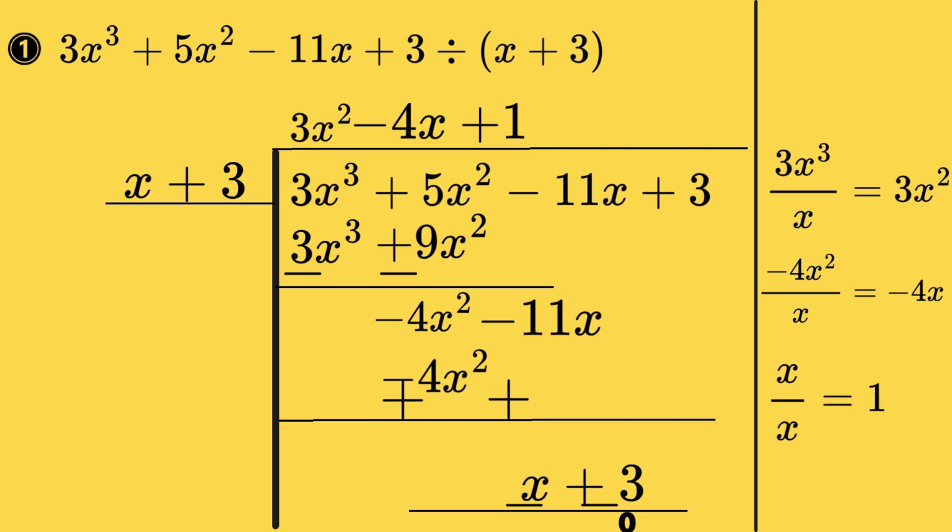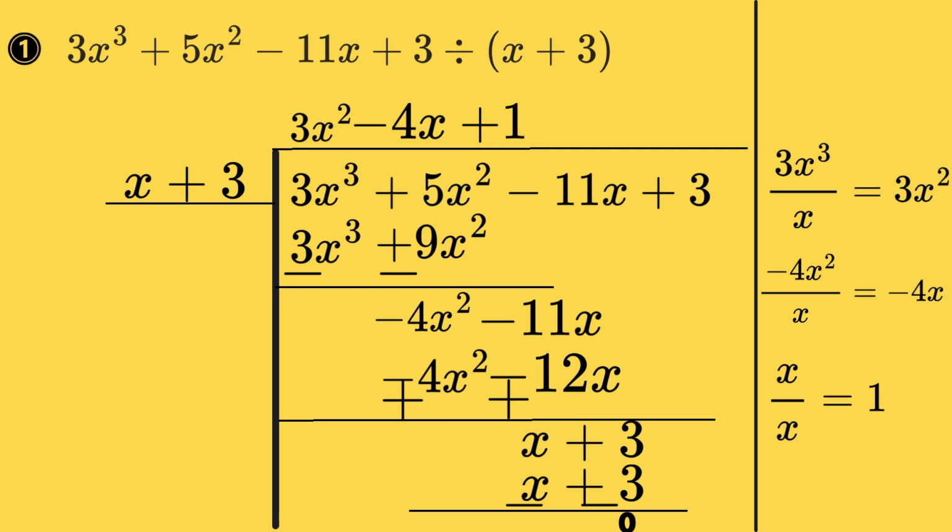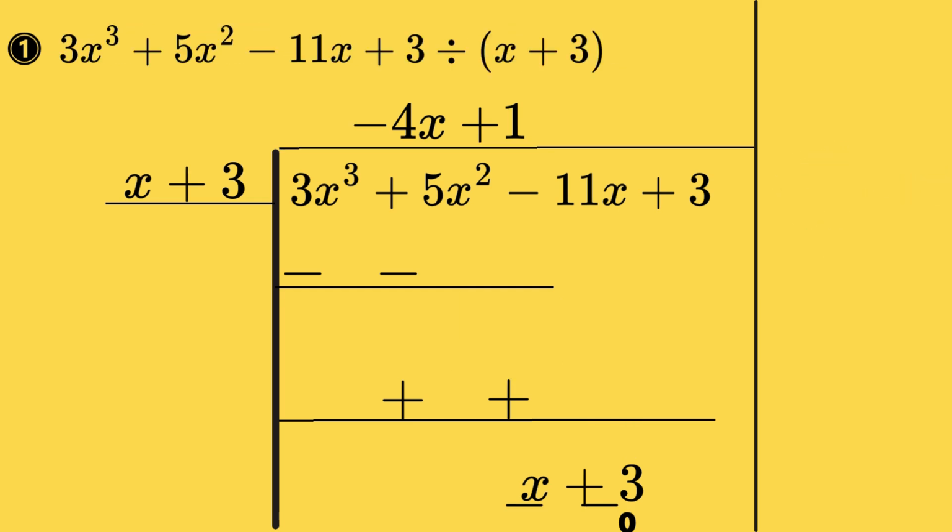Now the next step is to divide minus 4x square by plus x, which will give you minus 4x. Now we will put this as the quotient, and the next step is to multiply minus 4x by plus 3, which will give you minus 12x. And now we will subtract minus 4x square minus 12x from minus 4x square minus 11x, which will give you the remainder as x. Now we will bring down the last term of the dividend, which is plus 3.